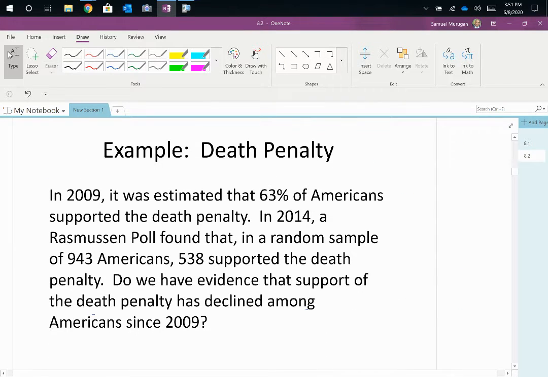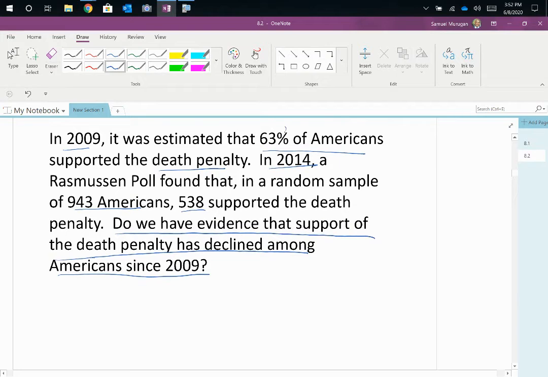Here's an example. In 2009, it was estimated that 63% of Americans supported the death penalty. In 2014, a Rasmussen poll found that in a random sample of 943 Americans, 538 supported the death penalty. Question: do we have evidence that support for the death penalty has declined among Americans since 2009? So consider that 63% and declined.